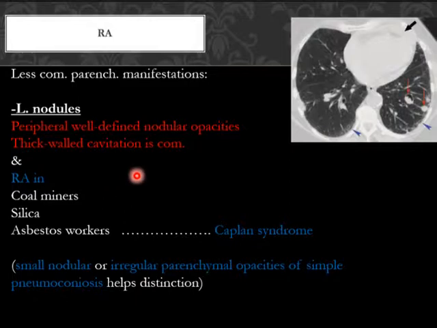A less common parenchymal manifestation is lung nodules. The rheumatoid nodules are located peripherally. Cavitation is common, but when rheumatoid arthritis occurs in coal miners, silicosis patients, and asbestos workers, it's called Kaplan syndrome. How can we differentiate in this condition? Because the nodules are the same as in simple rheumatoid arthritis. In these cases, we see small nodular and parenchymal opacities of simple pneumoconiosis, and we see the rheumatoid nodules in a background of nodularity, which indicates Kaplan syndrome.